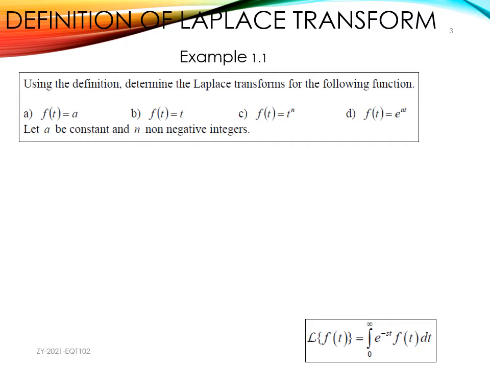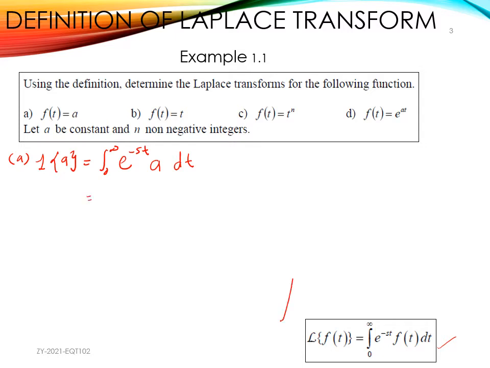Example 1.1. First, f(t) equals a. Using the definition, determine the Laplace transforms for the following functions. We need to use the definition from just now, which I've written again here. So f(t) equals a. Laplace of a, remember the operator, is equal to the integration from 0 to infinity of e to the negative st times a dt. a is just a constant. I hope you still remember how to perform a definite integral.